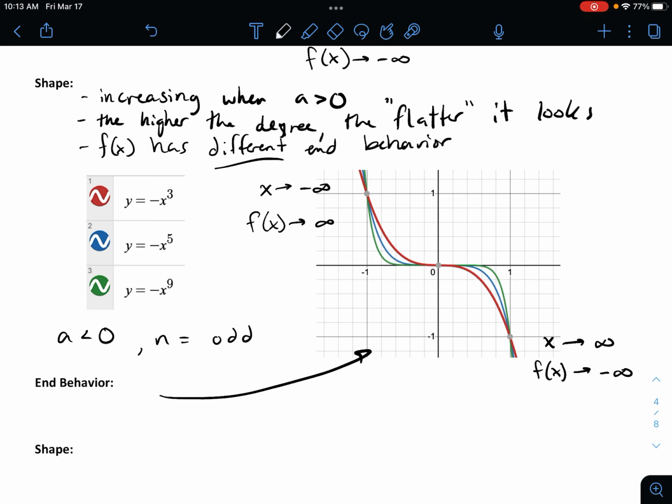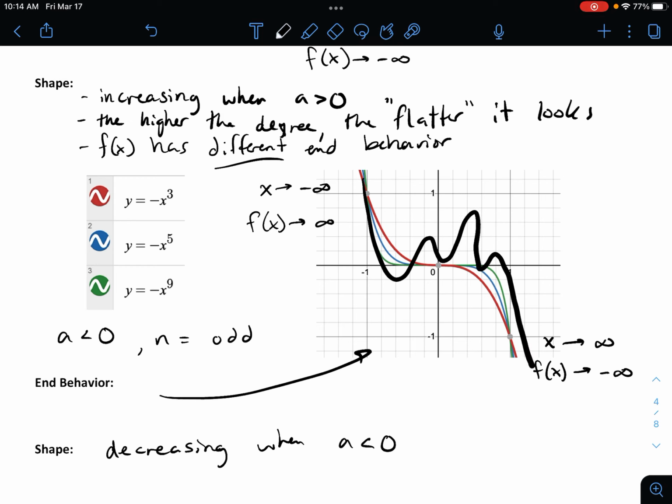And again, notice the same things. In general, we're going to say that this is decreasing when a is less than 0. Again, it might have a few little curves in between, but in general, it will go down from the beginning to the end. That's always going to be true for these types of functions.